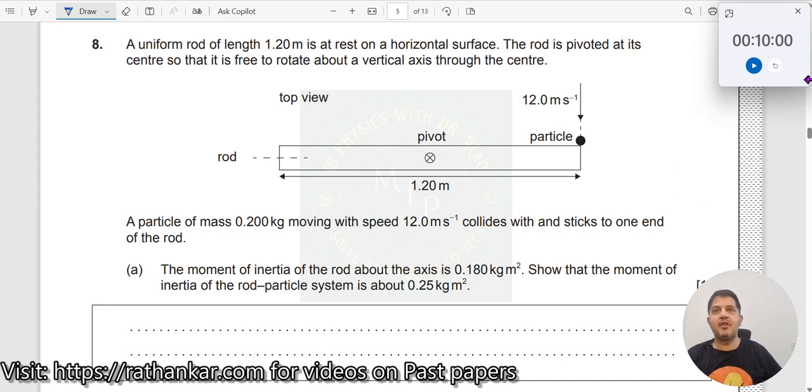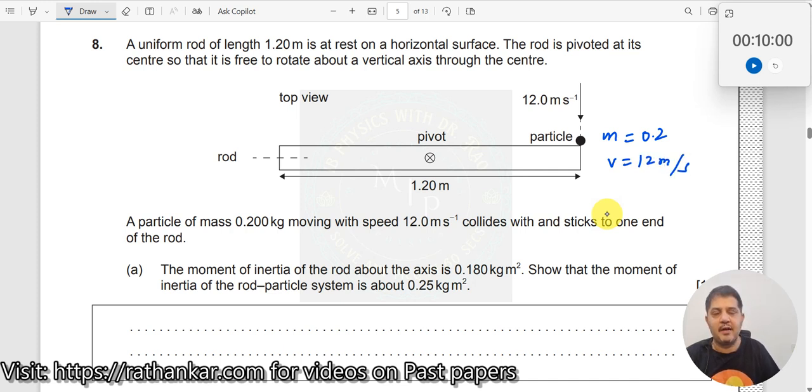So a uniform rod of length 1.2 meters is at rest on a horizontal surface. Okay, this is a surface. The rod is pivoted at its center so that it is free to rotate about a vertical axis through the center. Okay, it is able to rotate like this. A particle of mass 0.2 kg moving with a speed of 12 meters per second collides and sticks to one end of the rod. When it is incident on this rod, its velocity was 12 meters per second, so mass is equal to 0.2 and speed is equal to 12 meters per second.